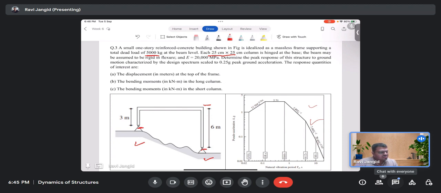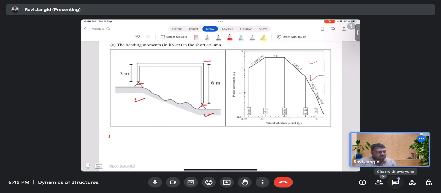So I will give you the data. Size of the column is given as 0.25 meter by 0.25 meter. E is given to you as 20,000 into 10 raised to power 6 MPa. L1 is given 3 meter, L2 is given 6 meter. Mass is given to you as 5,000 kg.